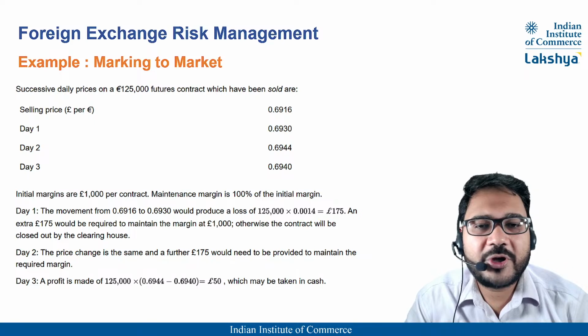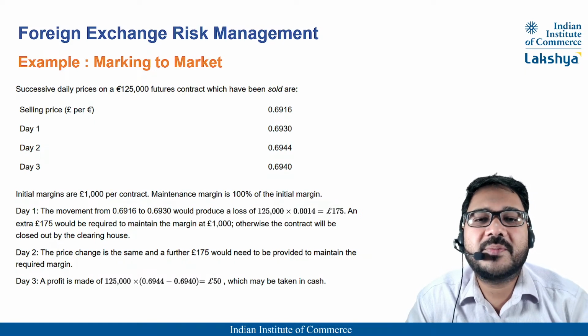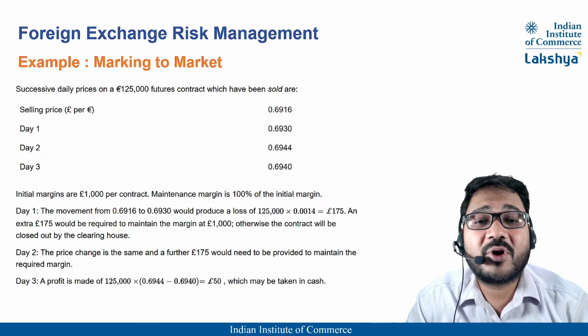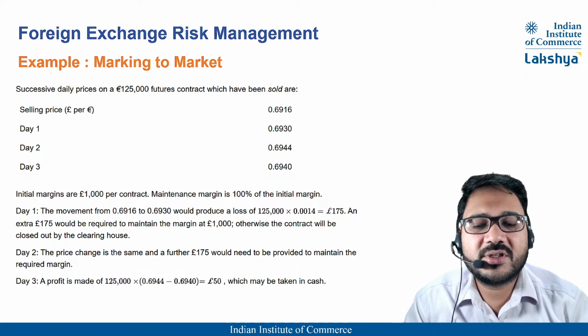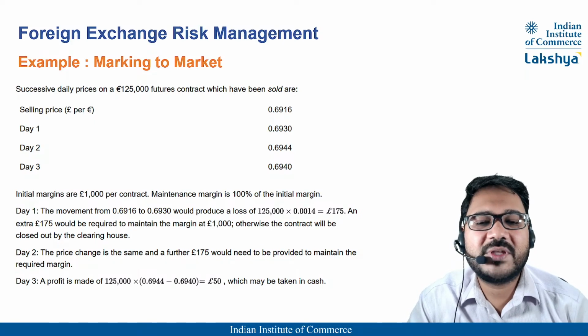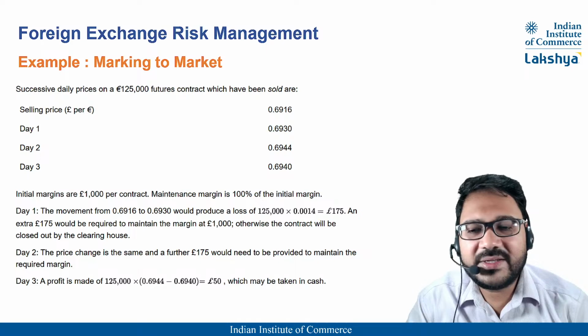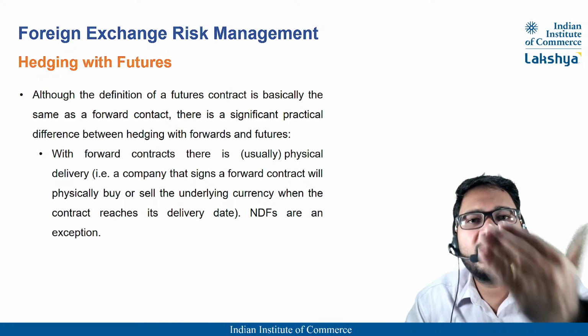The next day, from 0.6930, it further rises to 0.6944, which means you are making another loss of the same amount. So the price change is the same, and therefore another 175 pounds need to be provided to the exchange or the broker to maintain the position. Then finally the prices have come down a little, so you are making a profit. How much are you making? 50 pounds. That is 125,000 euros into 0.6944 minus 0.6940. That is the profit amount, a 50 pound profit. In which case you need not pay anything. Now your account is worth 1,050 pounds. This is how margins are to be maintained.